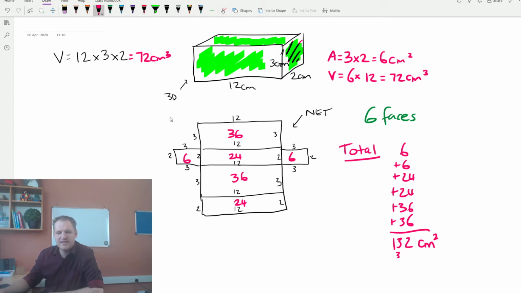Because this is an area. It's called surface area. So if it's surface area, we do need centimetres squared. Okay?